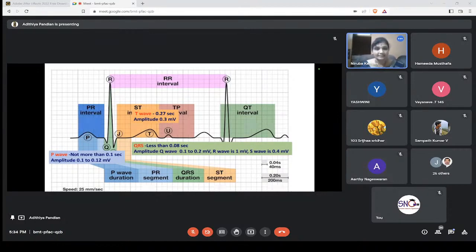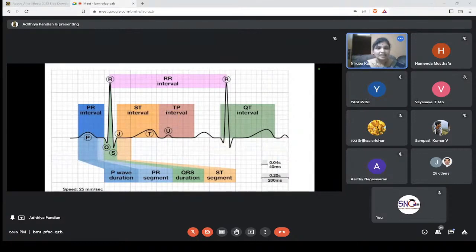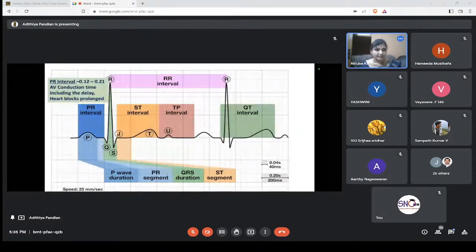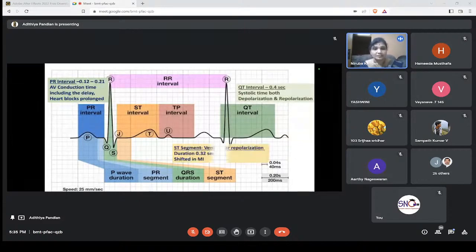The next slide, please. The next, you can put up the other. Okay. PR interval, you should know. PR interval is very important because it shows us the AV conduction time. If there is any AV nodal delay, then this will be delayed. QT interval is the systolic time.